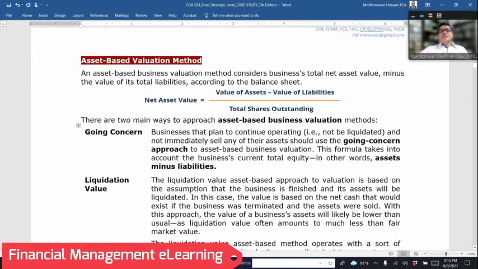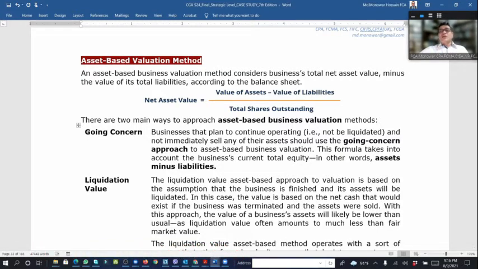As the asset based valuation method considers business total net asset value minus the value of total liability according to the balance sheet, we calculate net asset value this way: value of asset minus value of liability divided by total shareholder outstanding. The net asset value per share is calculated. That's why it's also a price sensitive information for a listed company.